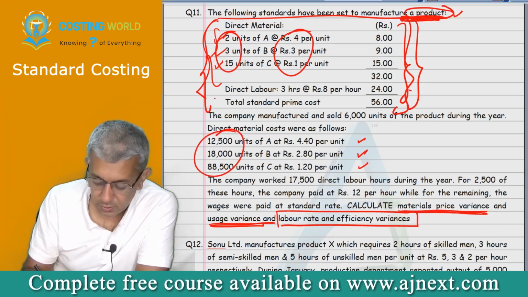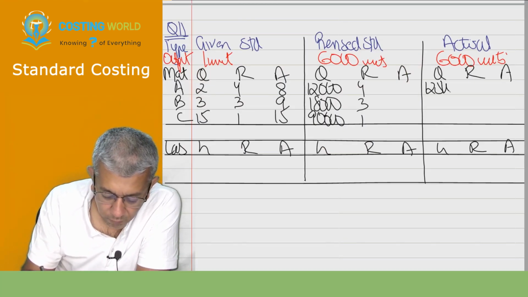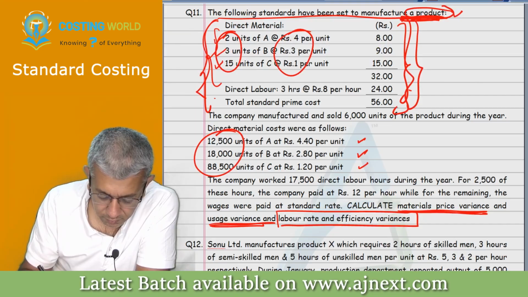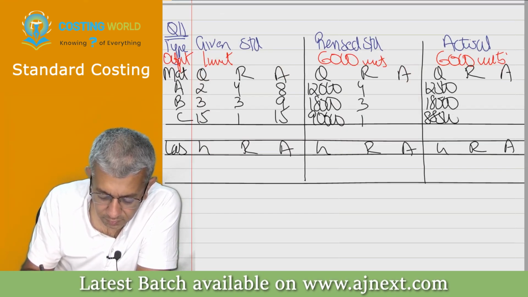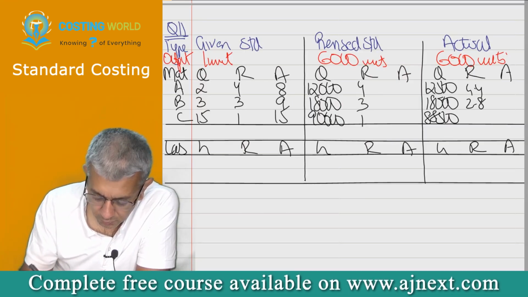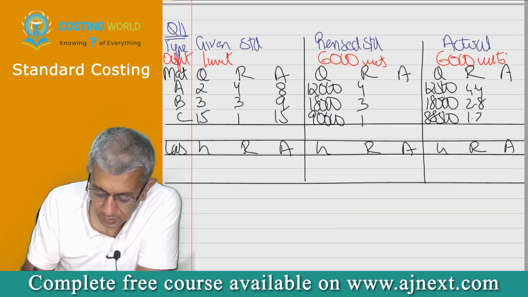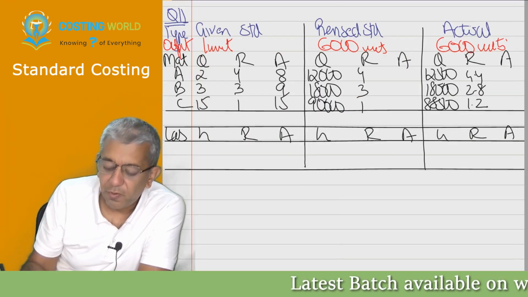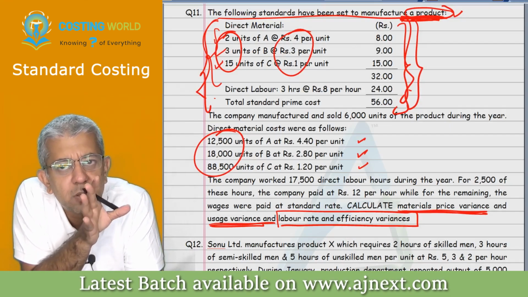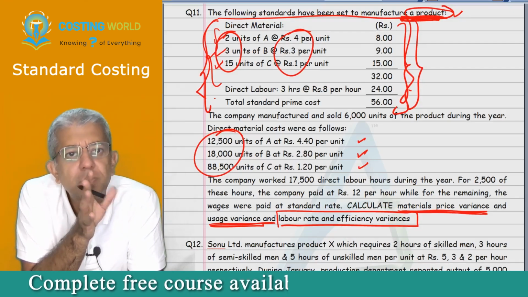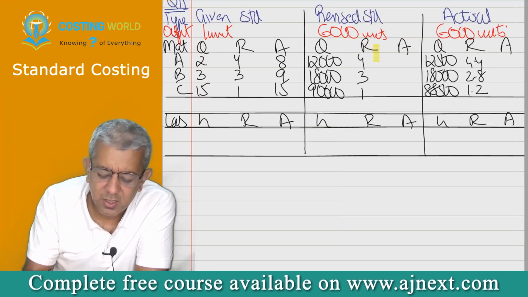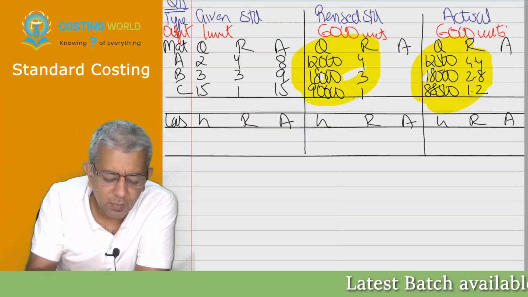In actual, 12,500, 18,000, 88,500 at the rate of 4.4, 2.8, 1.2. Now listen. For materials, just tell me which 2 variances those guys have asked. Which 2 variances? Price and usage. And I guess for price and usage, this much data is enough, na beta. You can compute price and usage.